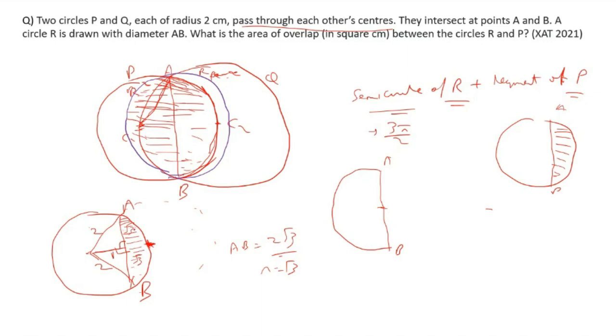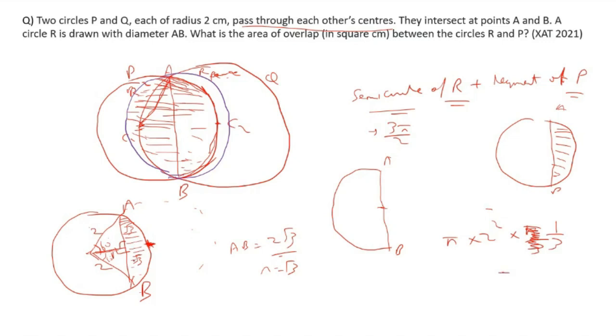Theta is something to be figured out, but since we know the sides of this triangle, it's easy to figure out. The cos of this is 1 by 2, so the angle would be 60. Similarly, this would be 1 by 2, so 60, so 120 is the angle of the sector. I know the area of the sector is pi into r square, r is 2. So 2 square theta by 360, and 120 by 360 is basically 1 by 3. So pi into 4 by 3, minus the area of the triangle.